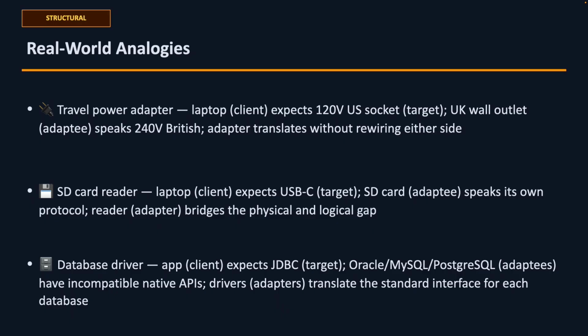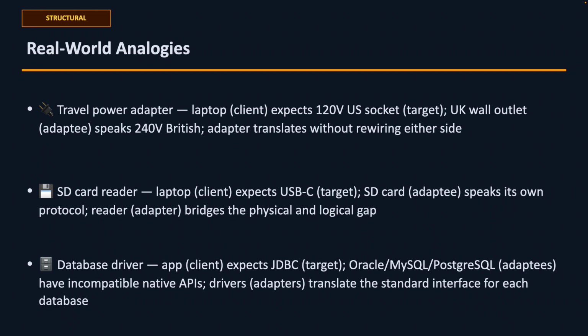There are three real-world analogies that might help understand the adapter pattern. So first, let's think about a travel power adapter. Your laptop expects a 120 volt US socket. The hotel in the UK has a 240 volt British socket. The travel adapter converts between them. You don't rewire the hotel and you don't rewire your laptop. The adapter is the translation layer.